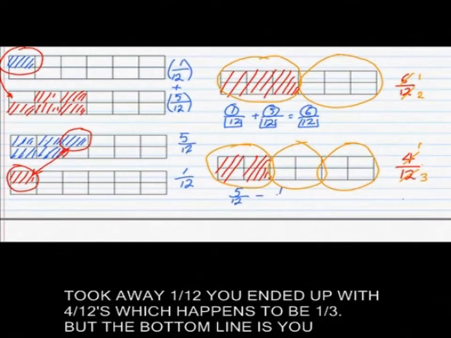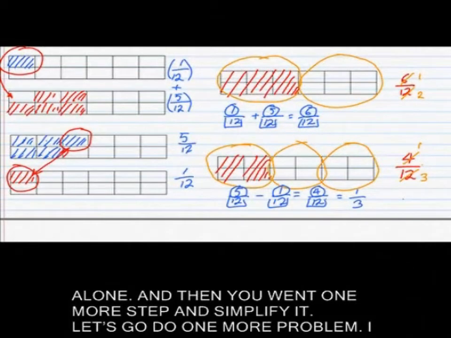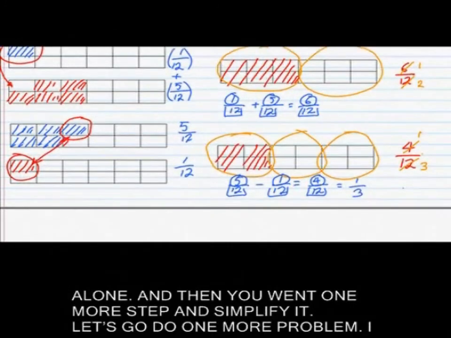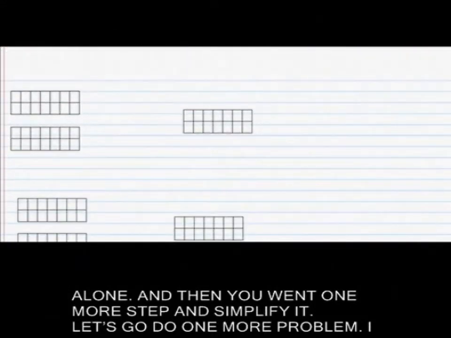So when you write this down and look at it a little bit closer, you had 5/12, and you took away 1/12. You ended up with 4/12, which happens to be 1/3. But the bottom line is you took this numerator and that numerator and subtracted. 5 minus 1 is 4, and left the denominators alone. And then you went one more step and simplified it. Let's do one more problem.